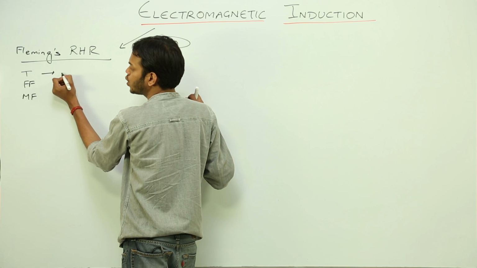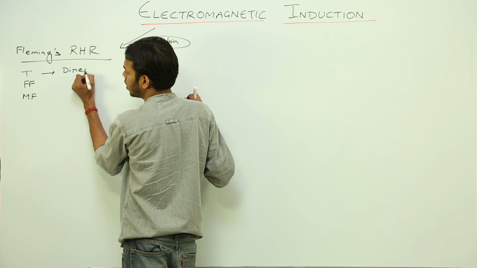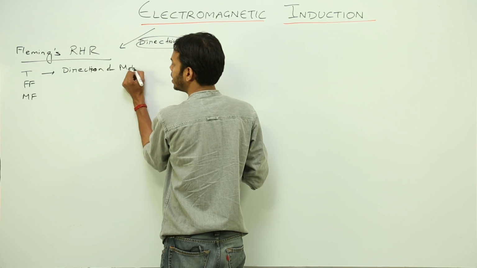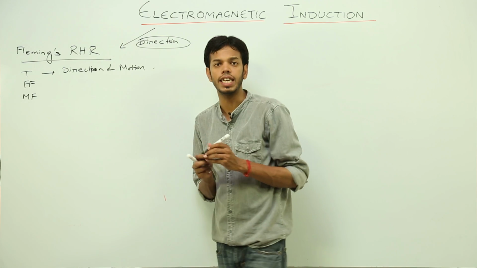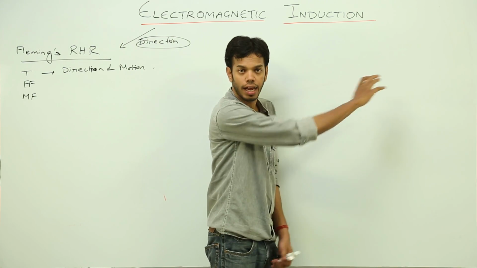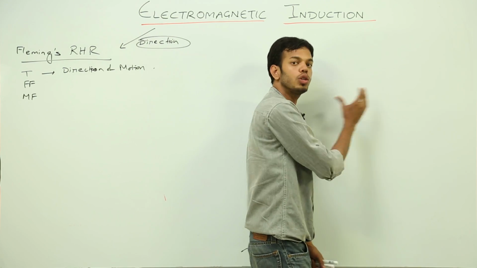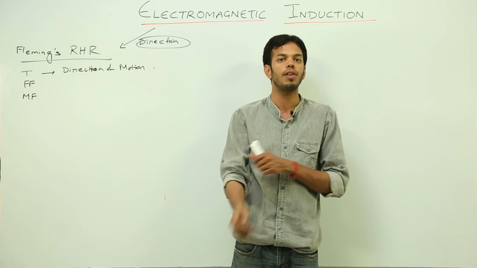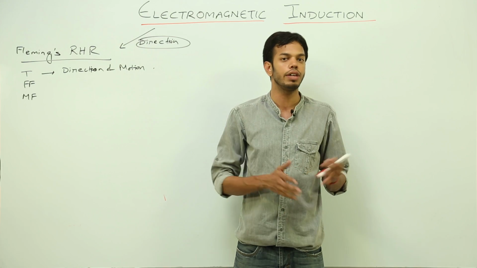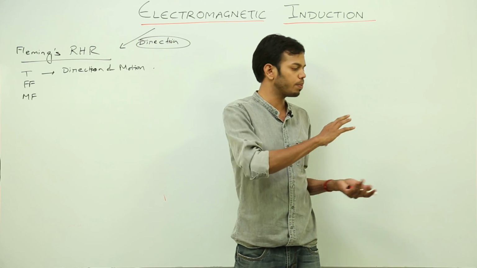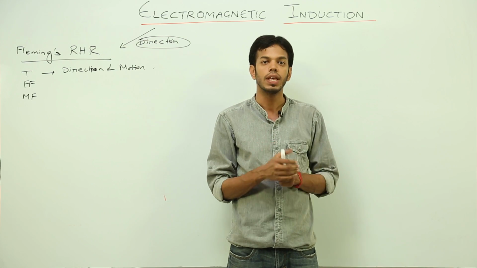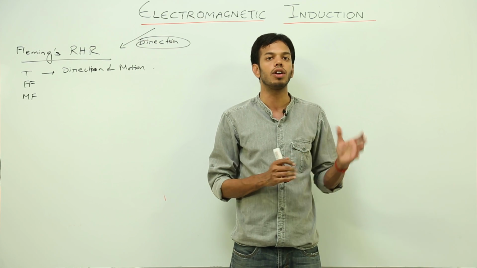Thumb corresponds to the direction of motion of the conductor, because generally what I was doing was bringing the magnet closer to the loop, right? But generally we do not do so. What are magnets? Magnets are those devices or products used in experiments from which we get the magnetic field. We are not going to move the magnetic field or the source.